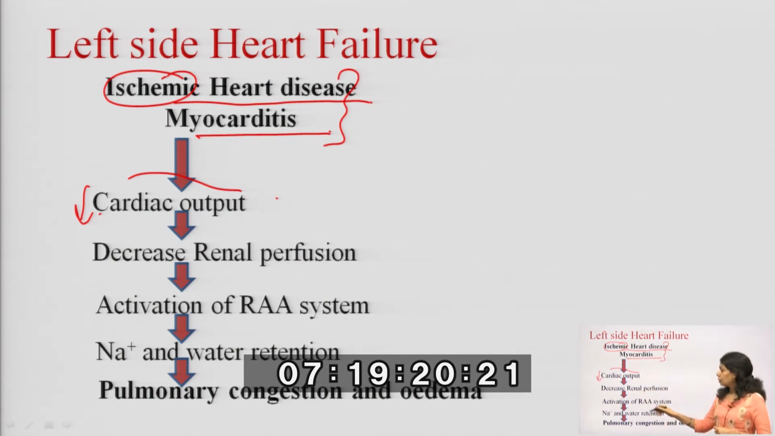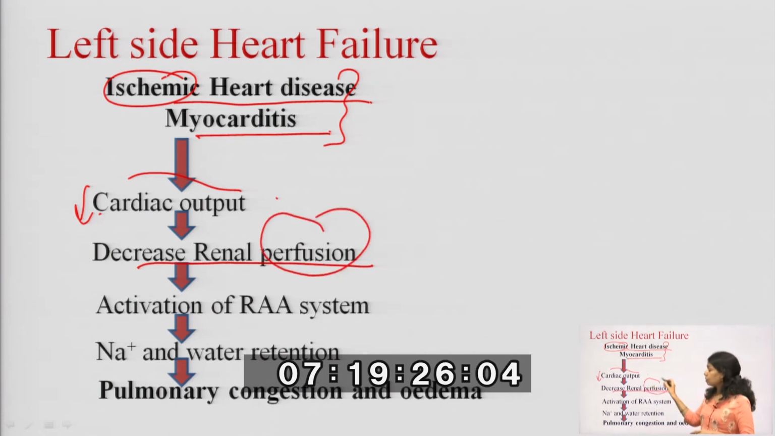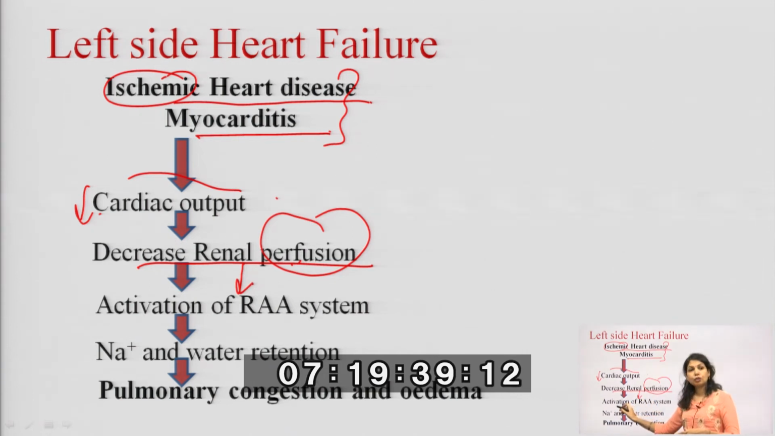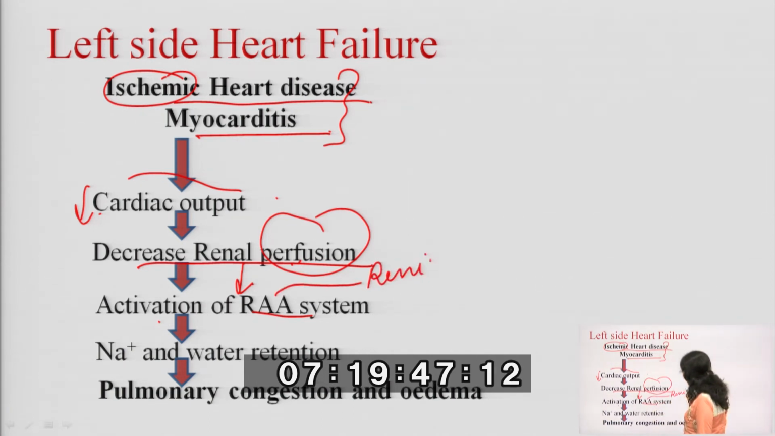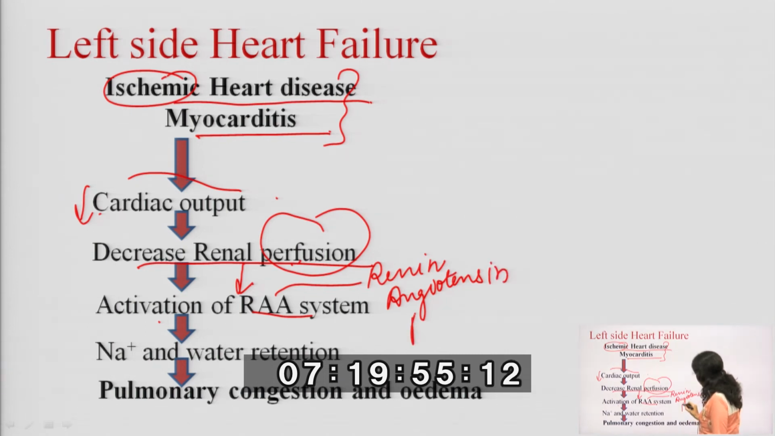What will happen then? There is decreased renal perfusion. Perfusion means the flow of the blood. The flow of the blood to the kidney will decrease. So, decreased renal perfusion is there, and what does this cause? It causes activation of the RAA system. What is this RAA system? It is the renin angiotensin activating system.